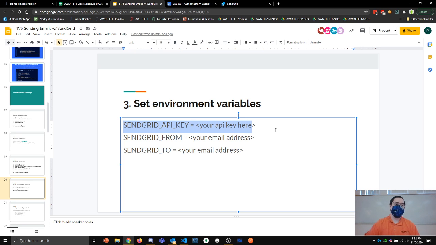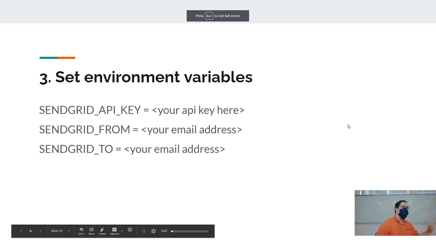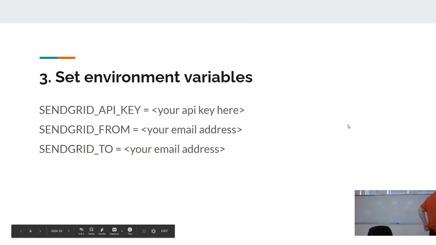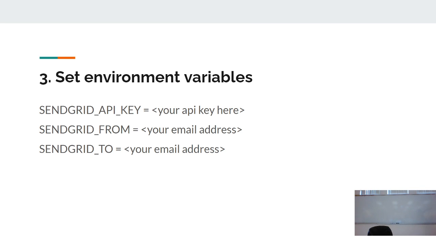So in there, set your SendGrid API key environment variable to the API key that you got. And you want to set SendGrid from to your email address, as well as SendGrid to your email address.